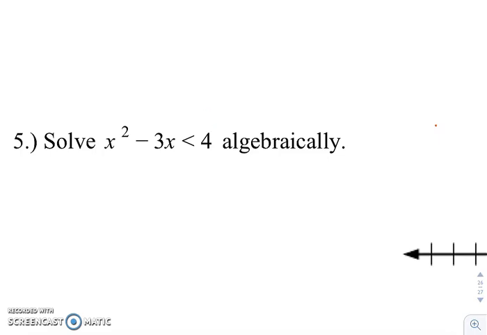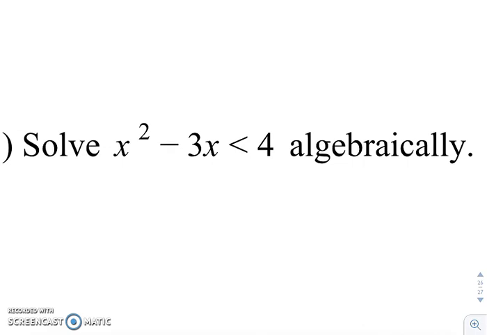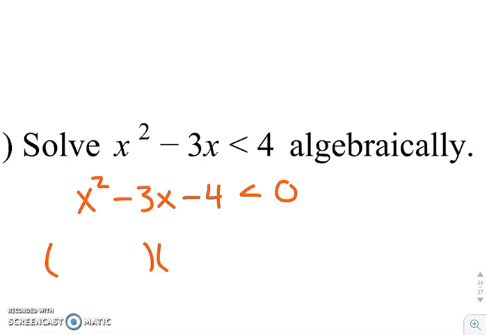So let's just move the 4 over to that other side, and now we have x squared minus 3x minus 4 is less than 0. So can we factor x squared minus 3x minus 4? What multiplies to get us x squared? x and x. What multiplies to get you 4? Either 2 and 2 or 4 and 1, but we want 4 and 1. We want minus 4 plus 1 to add to get us that negative 3.